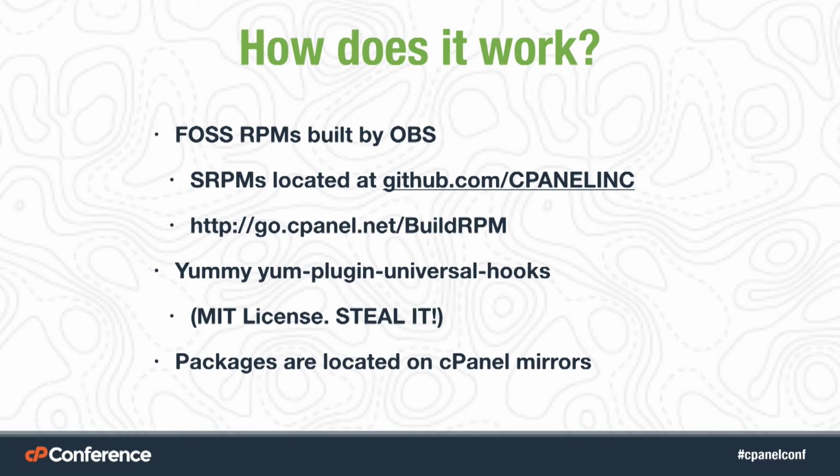The key to EasyApache 4 is Yum and a Yum plugin that we wrote called Universal Hooks. Universal Hooks, in its most basic form, simply execute scripts that perform cPanel actions when RPMs are changed. For example, when you install a PHP RPM, the Universal Hooks plugin will then register with cPanel and say, this is my new PHP version, and your users can now select it. While also using Yum, hosting your own local repositories is very, very easy.